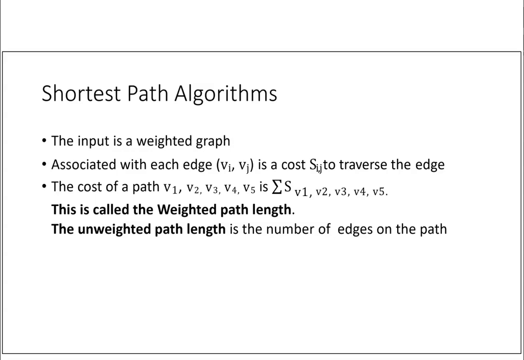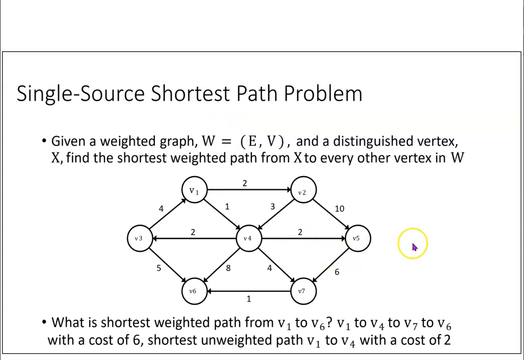The cost of a path, Vi through Vn, is the sum of their costs. This is called the weighted path length. The unweighted path length is simply the number of edges on the path. So, first we're going to talk about what's called the single source shortest path problem. Given a weighted graph W, consisting of edges and vertices, and a single vertex X, find the shortest weighted path from X to every other vertex in W.